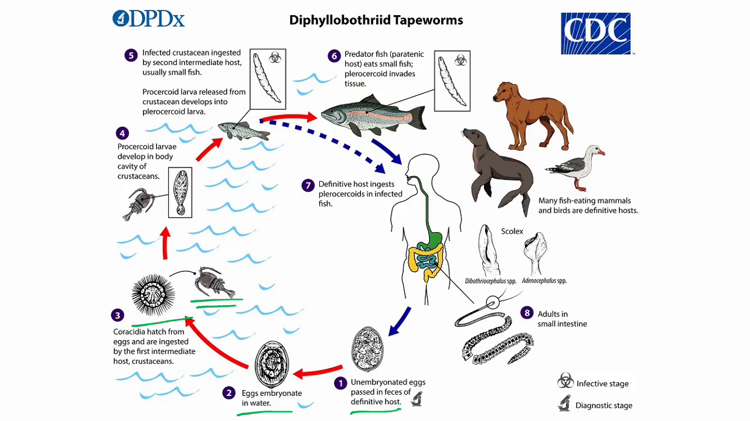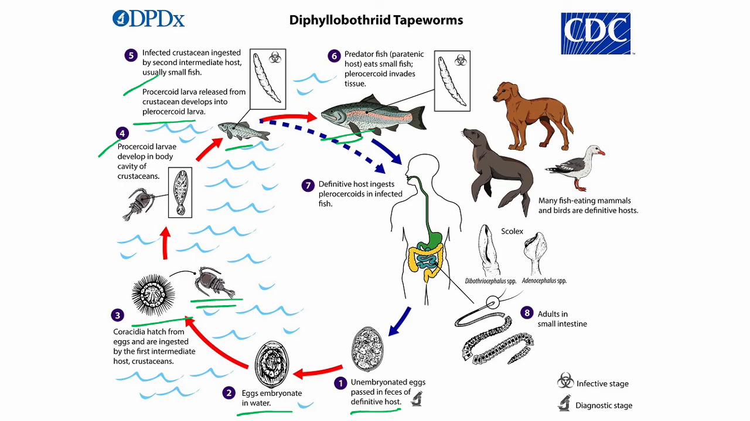So inside the infected crustacean, the coracidia will develop to become the procercoid larva. So these cyclops will then be ingested by our second intermediate host, such as small and large fishes. So inside the second intermediate host, the procercoid larva will develop to become the infective plerocercoid larva.